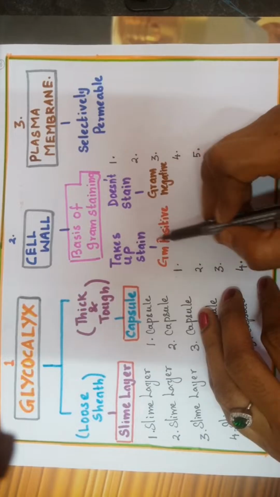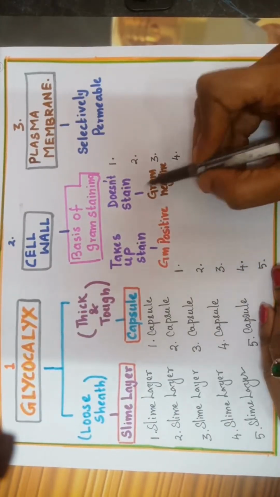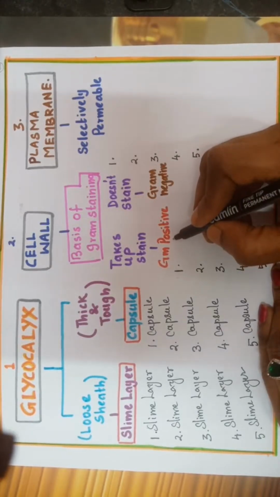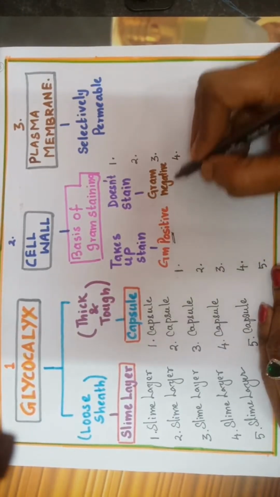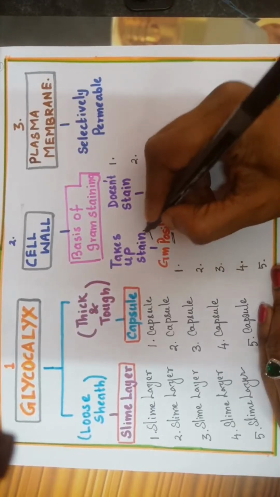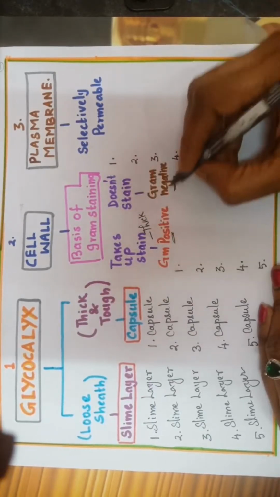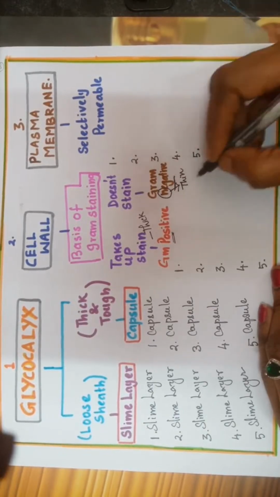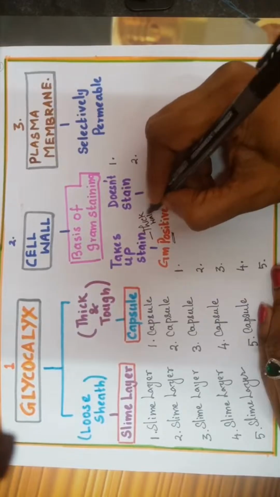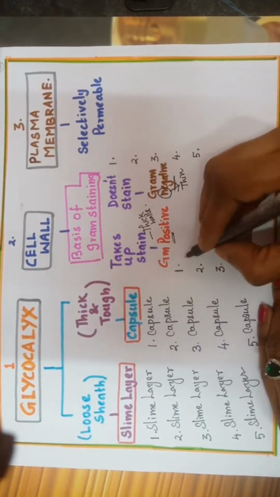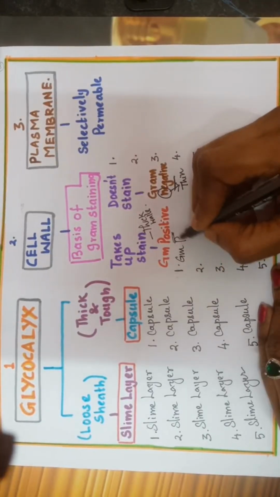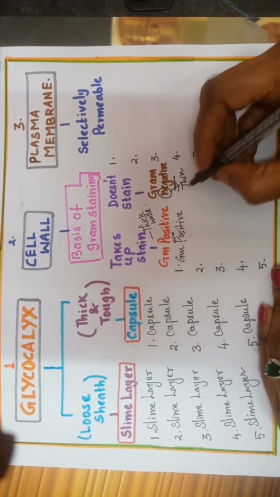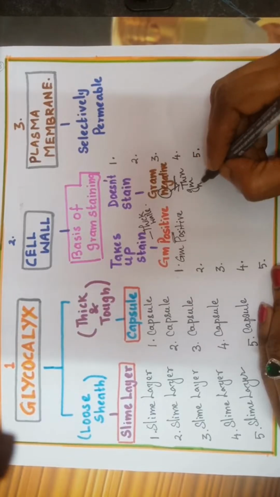If it takes up the stain, you call it as Gram positive. If it doesn't take the stain, it is called as Gram negative. This is very thick. It has got thick walls. This one has got thin walls. Thick walls, and thin walls. So if it takes up the stain, you call it as Gram positive. If it doesn't take up the stain, you call it as Gram negative.